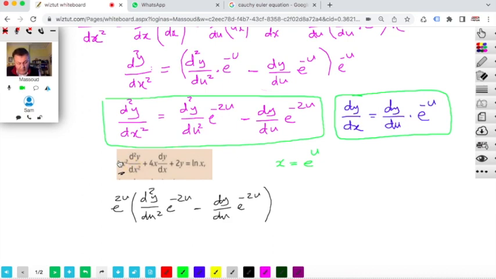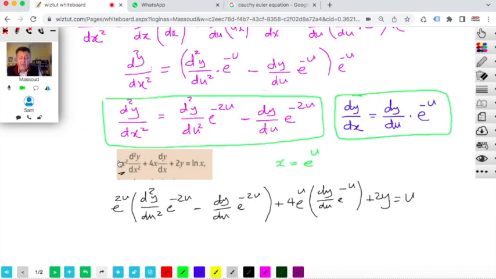Now we're going to do 4x. Well, x is e to the power of u, so 4 of that multiplied by the first differential. So it'll be plus 4 e to the power of u, multiplied by the first differential, which is dy du e to the power of minus u, and then we have plus 2y equals ln x. Actually, we showed at the top that ln x was equal to u, so it would be plus 2y equals u.